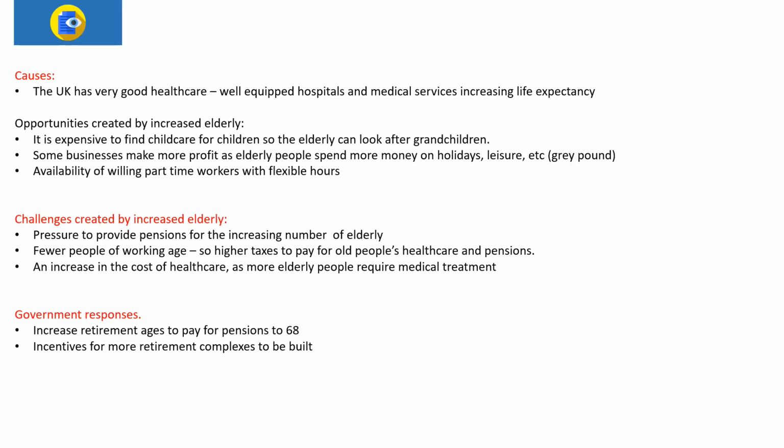Okay, so you've had a chance to categorise the information on the table yourself. Check your answers against mine. There's obviously a lot more examples that you could give in the exam. These can be found on various revision websites such as BBC Bitesize or GCSE Pod. One of the causes of an increasing ageing population is that the UK has good healthcare. We have the NHS, which is free, which means that we have well-equipped hospitals, great medical services, and this helps the UK to increase its life expectancy.